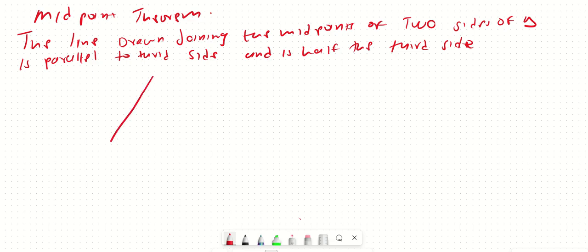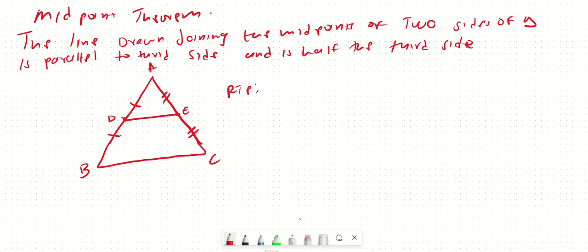In other words, let's say we have a triangle here. Let's have a triangle ABC. Let's have a D here as a midpoint, meaning that this is equal to this, and let's have an E, saying that this is equal to this. This is what we want to do. So our RTP here is to prove that DE is parallel to BC, and BC is equal to 2 times DE, or DE is equal to 1 over 2 BC.